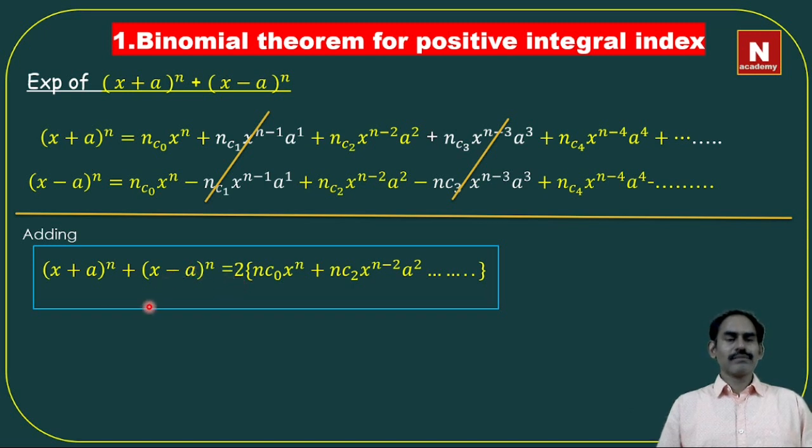Okay, here (x + a)^n + (x - a)^n will be 2 into [nC0 x^n + nC2 x^(n-2) a^2 and so on]. That means here we will have even suffixes 0, 2, 4, 6 by adding these two expressions. Next we will discuss what will happen by subtracting these two expressions.